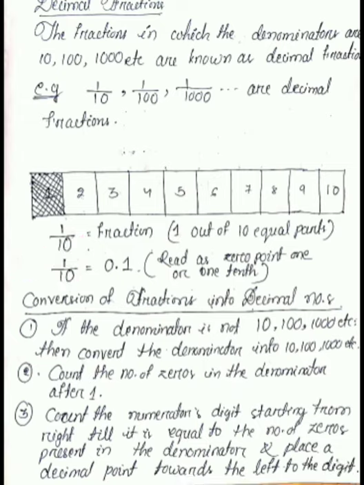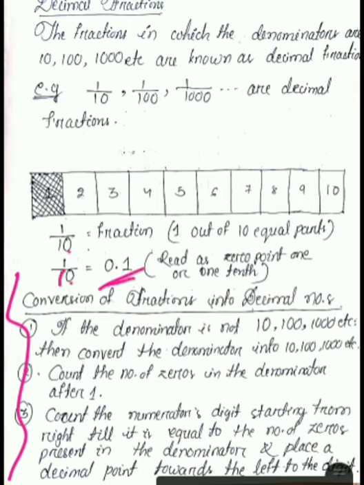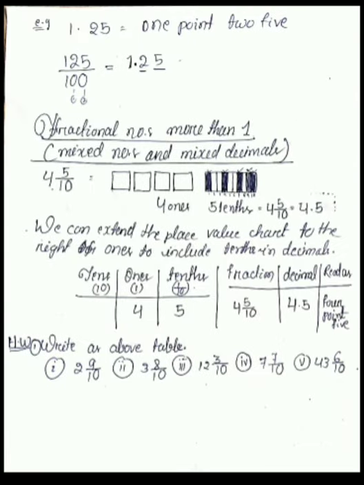Okay. So students, these are the steps you have to follow to convert fractions into decimal numbers. That's what I have written: 1 by 10 means 0.1, because only one 0 is there. So after one digit you have to give the decimal point, and you have to write 0 here. Okay. Now see another example, 1.25 I have written.